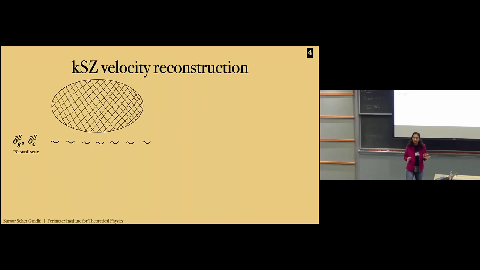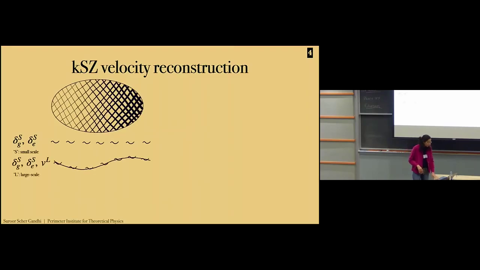Let's say we're looking at a region of the sky and observing fields that vary on small scales, for example, the galaxy density field or the electron density field. And I am representing these small scale fluctuations with these small wiggles or this close cross-hatching and the superscript S. Now these small fluctuations are modulated by this long wavelength velocity field, this v with a superscript L. The kSZ effect ties these two kinds of fields together. It depends on the electron density field as well as the velocity field.